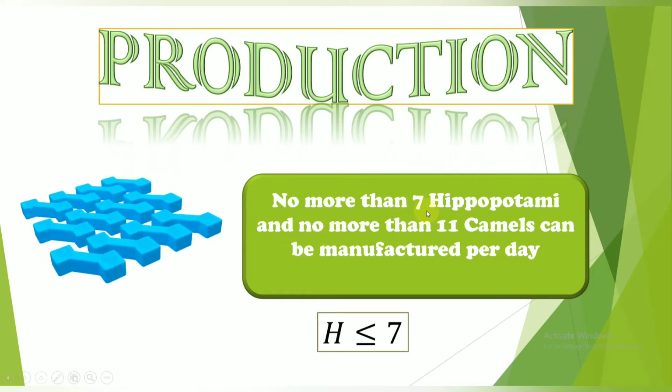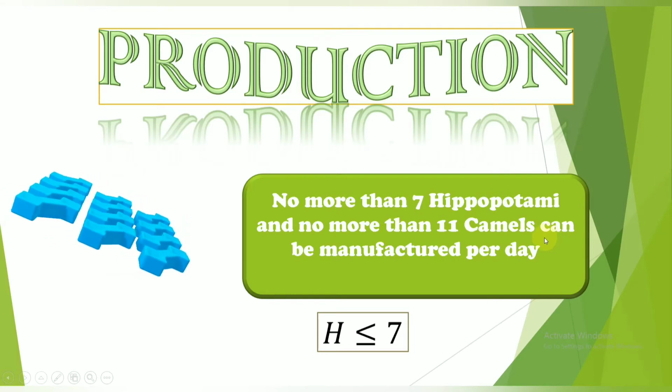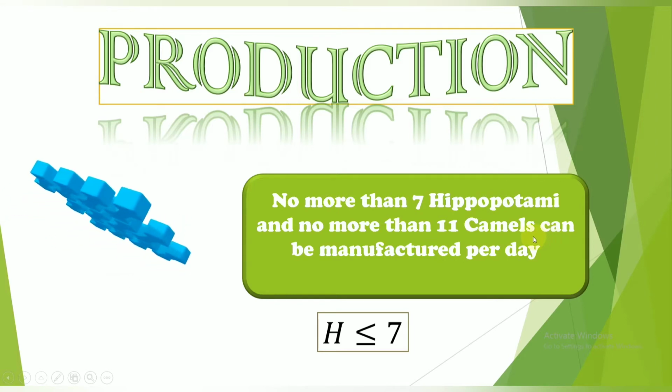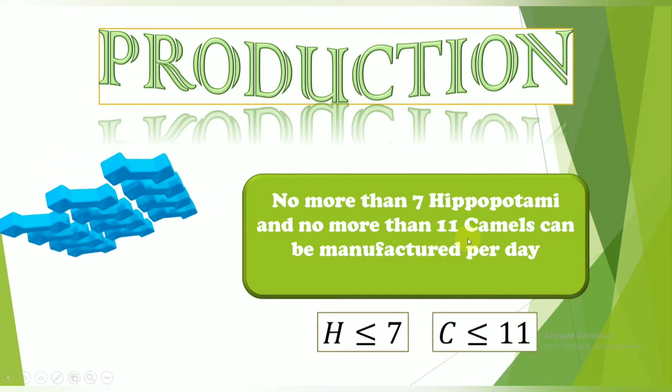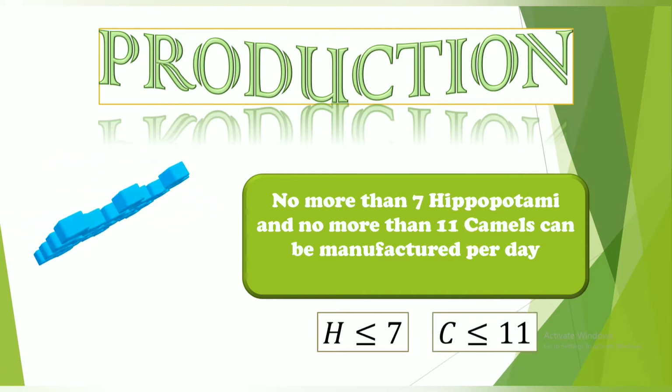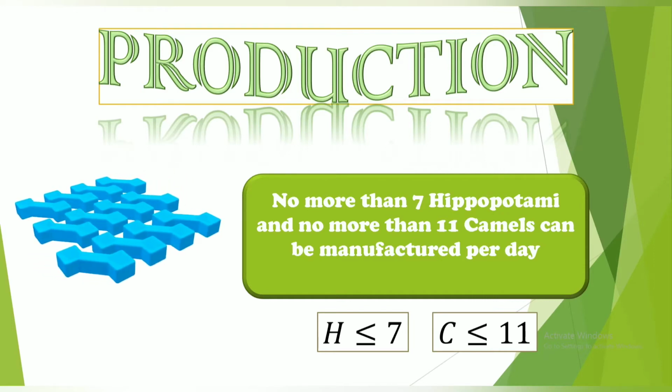The next one is no more than 11 camels. It means we can produce 7 camels, 5 camels, 0 camels, 11 camels, but not 12, not 13. Therefore, the inequality is C less than or equal to 11. So only two inequalities are provided from the production perspective.